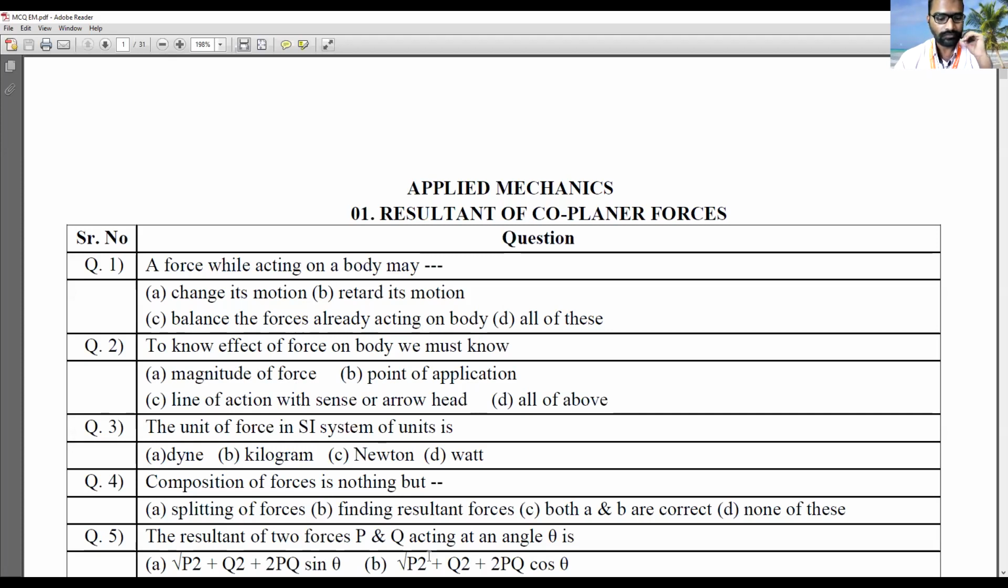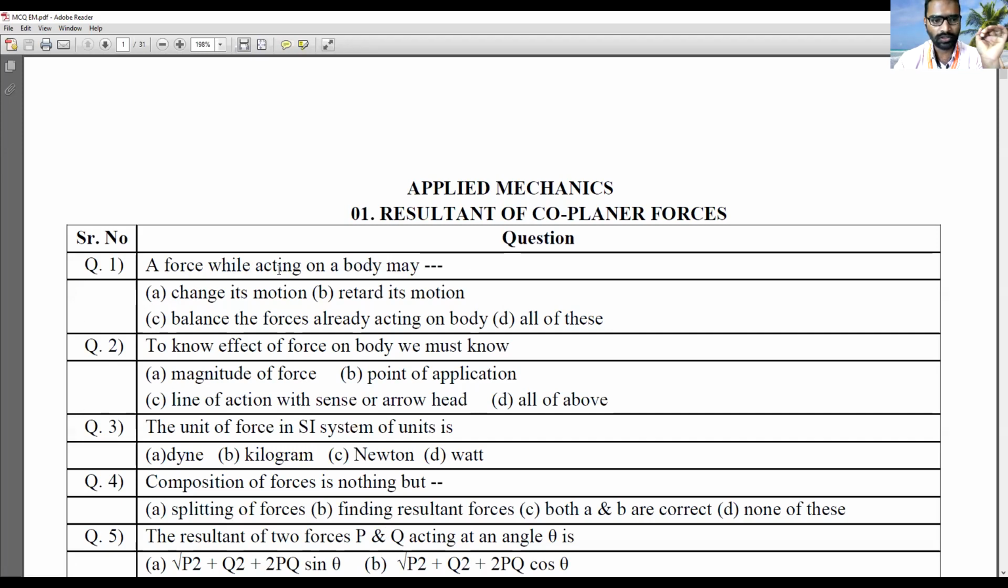I will ask roll numbers 1 to 10. Only you people have to give the answer, just for your understanding. You have to unmute and tell me. A force while acting on a body may dash. Is it visible? Yes, sir. Everyone, is it visible? Multiple choice questions. Is the PDF open? Yes, sir. Okay.